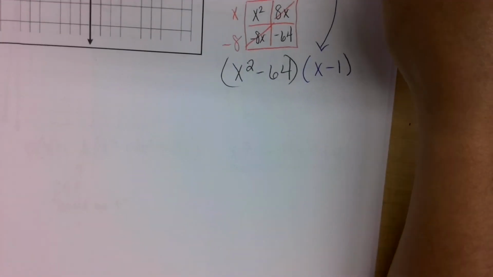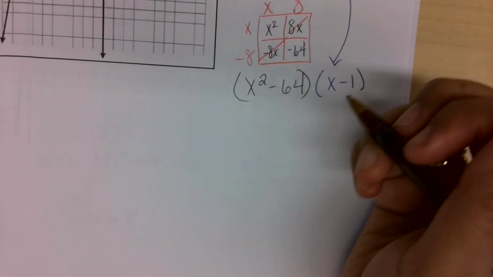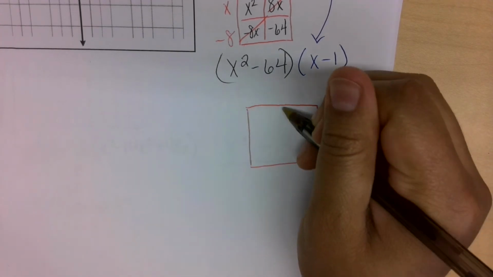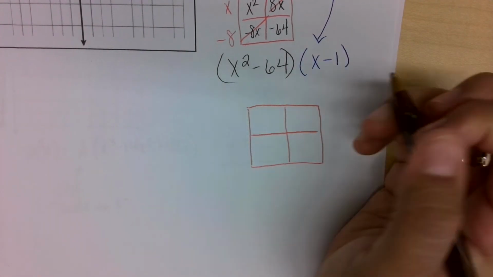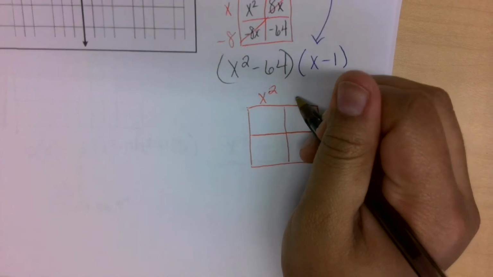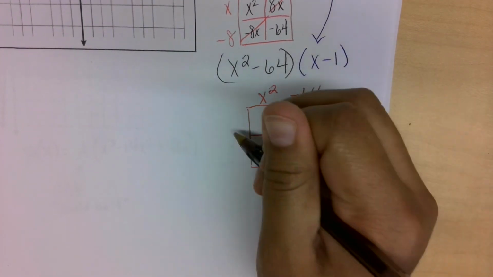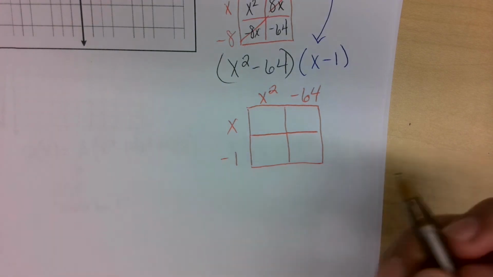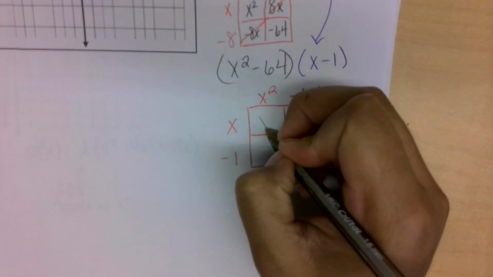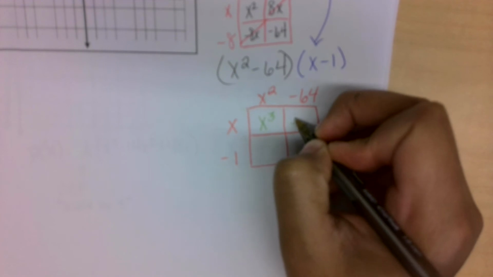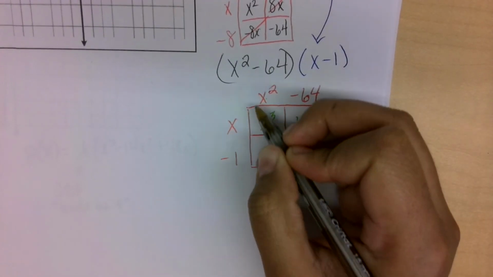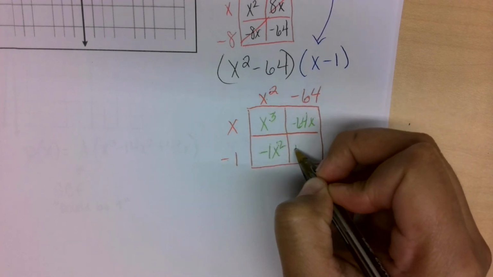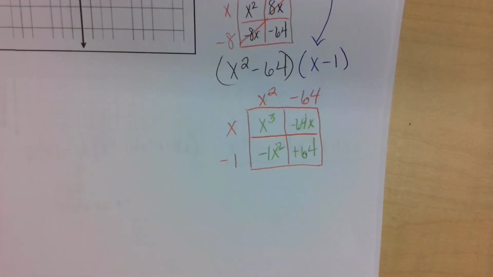2 terms by 2 terms. And to solve this one, I would just use the box again. And notice that I don't have to do a really long box like we did in the first example. So this is x squared, negative 64, x and negative 1. Make sure you don't forget the negatives. X to the second times x is x to the third. Negative 64 times x, and x squared times negative 1. And then a negative times a negative is a positive, like that.